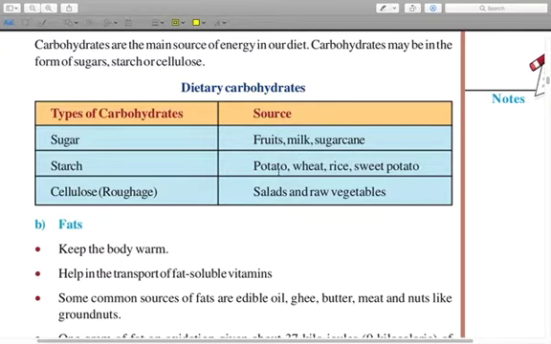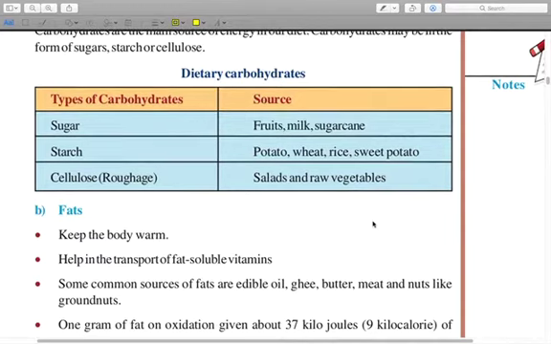And then you have cellulose. It is also roughage, and its sources are salads and raw vegetables. The name itself suggests that when we eat roughage, it helps in the movement of our bowel. Bowel is basically when we go to the toilet. Roughage is fiber food, so fiber food like raw vegetables and salads helps in our smooth bowel movement, that is, smooth excretion. Otherwise, it will be difficult.